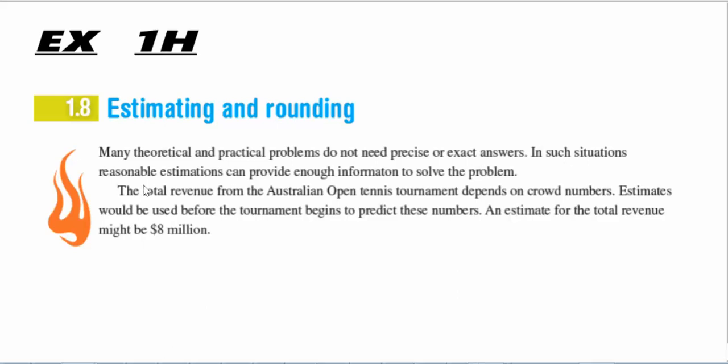In such situations, reasonable estimations can provide enough information to solve the problem. For example, the total revenue from the Australian Open Tennis Tournament depends on crowd numbers. Estimates would be used before the tournament begins to predict these numbers. An estimate for the total revenue might be 8 million, though the final value might be 8.364 million or 7.458 million, but they just give a basic estimate.